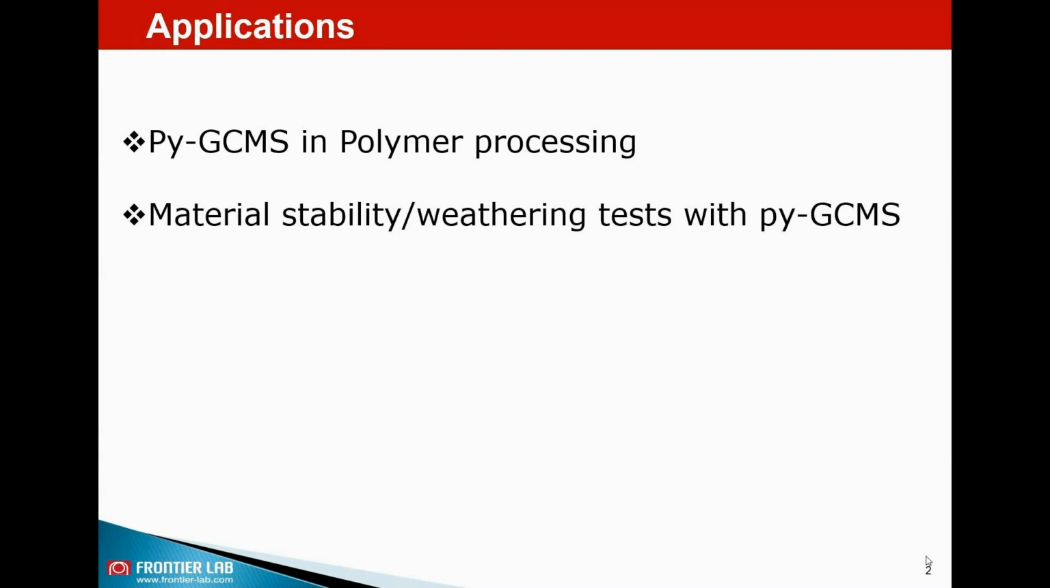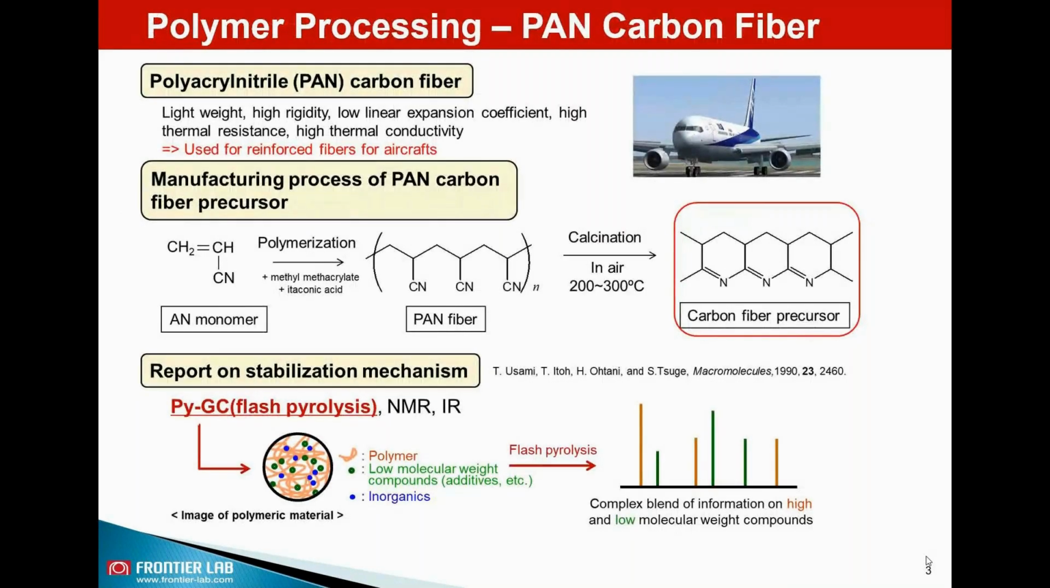Let me start with the first application, where I'm going to talk about the analysis of PAN, which is polyacrylonitrile carbon fiber. It is used in aerospace industries because of its unique characteristics like light weight, high rigidity, low linear expansion coefficient, high thermal resistance, and also high thermal conductivity.